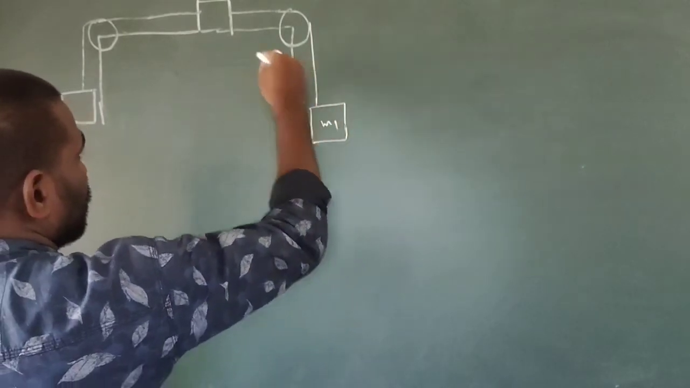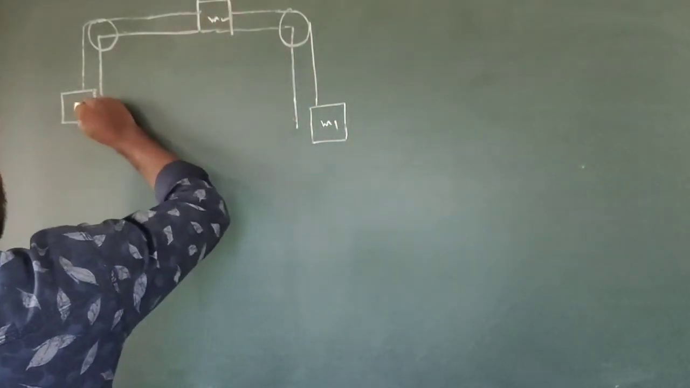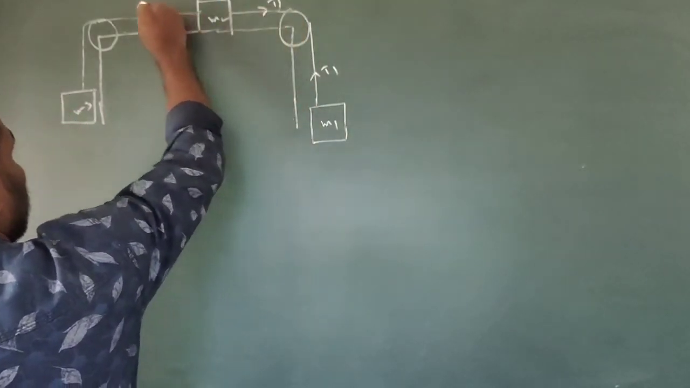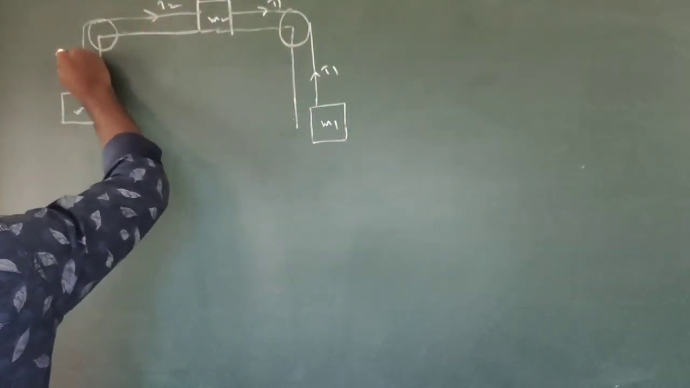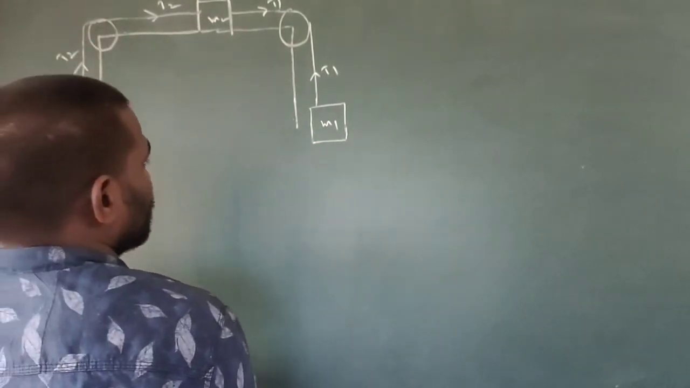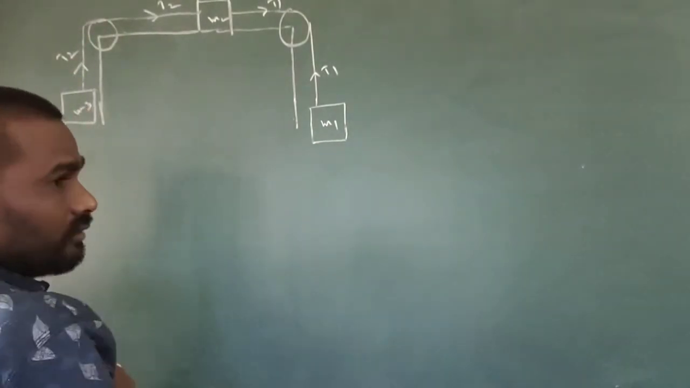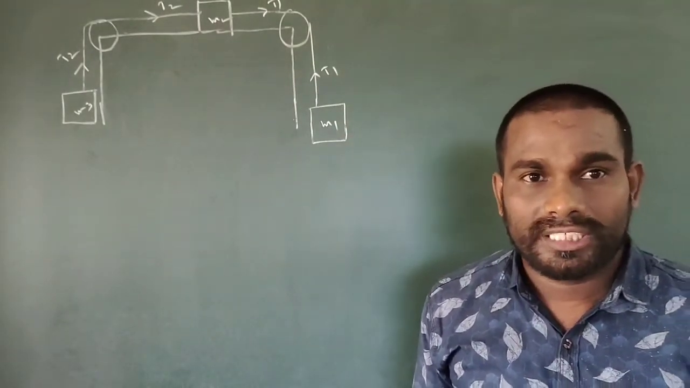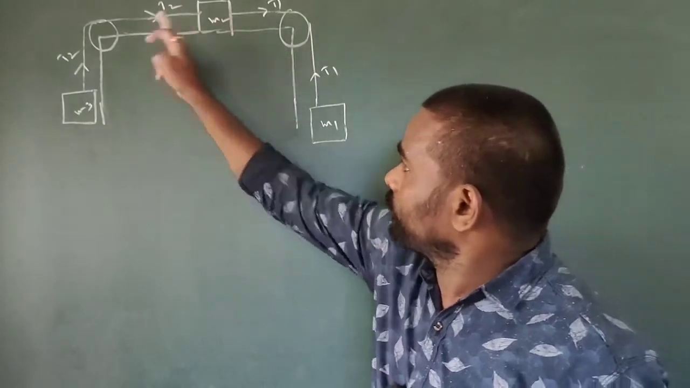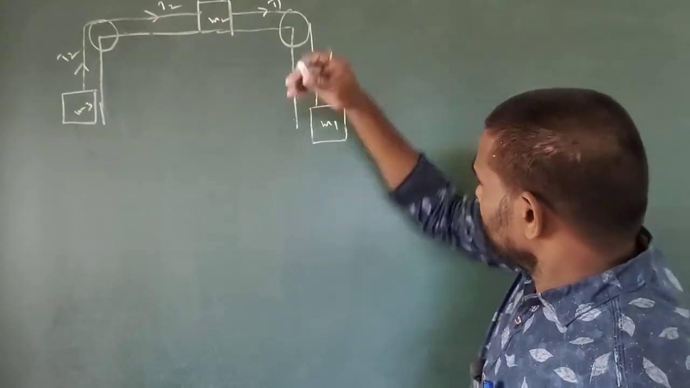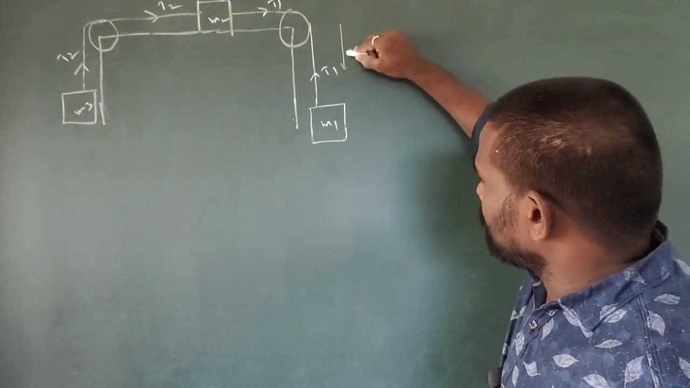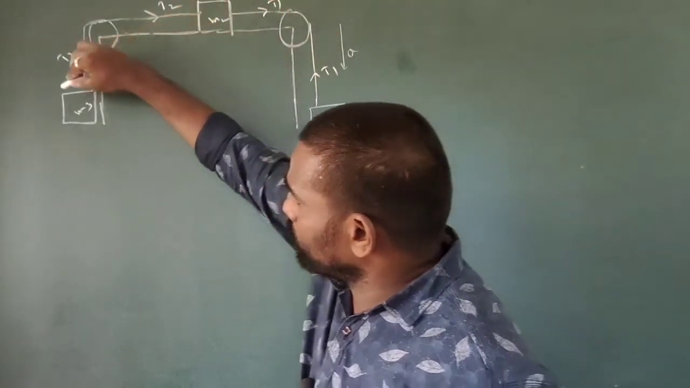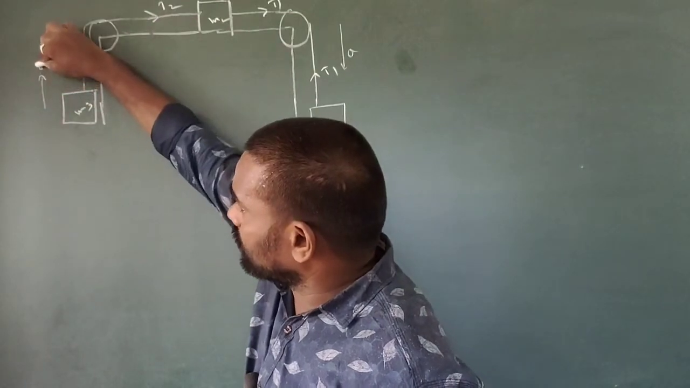This is m1, this is m2, this is m3. The tension here is T1, here also T1, here T2, here also T2. The weight of the body is always acting vertically downward. Actually, three bodies are connected with a string with the help of two pulleys. Here the m1 mass is moving downward with some acceleration a, the m2 mass is moving rightward with the same acceleration a, and the m3 mass is moving upward with acceleration a.